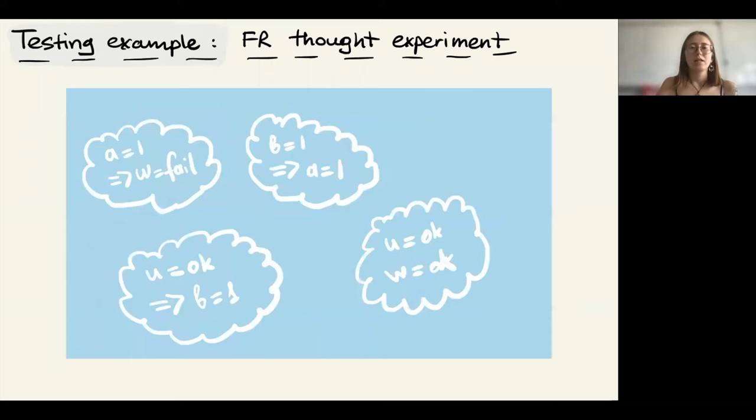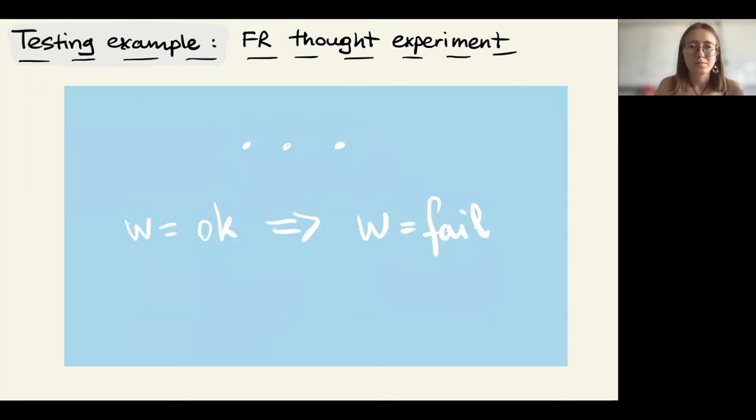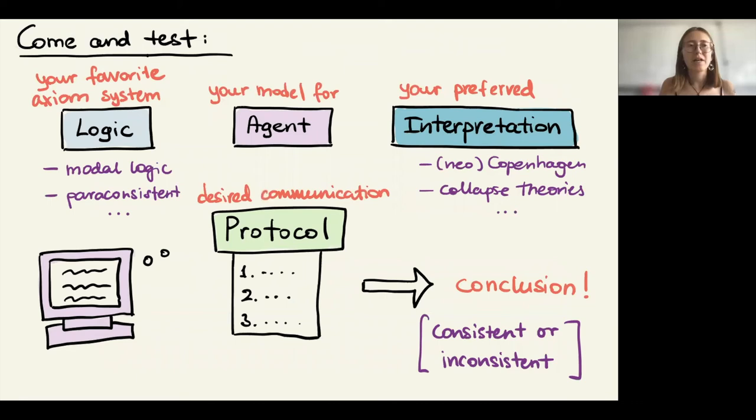And so we have these four statements, and you see that if we combine the statements in the correct order, we arrive at a paradox. If we start with Ozawa getting outcome okay, then Bob gets outcome one, then Alice gets outcome one, then Wigner gets outcome fail, but it contradicts this initial consideration of only the rounds where both Ozawa and Wigner get outcome okay. And we come to a paradox. Basically, whether you get this paradox or not depends on what exactly the assumptions are that you input in your system. And that's how you can test different assumptions about logic, your favorite axiom system, your favorite model for an agent, your preferred interpretation.